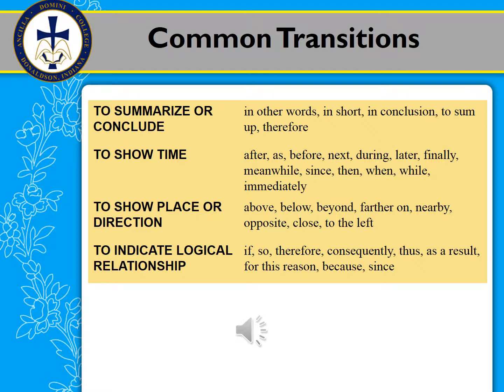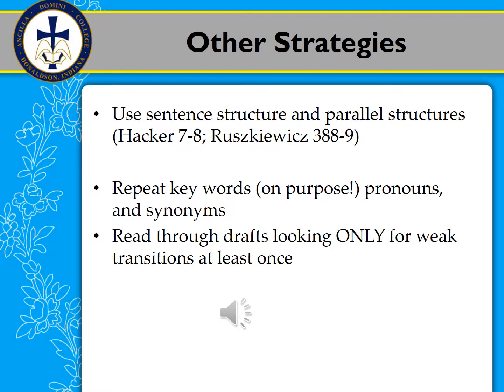And then we also want to use transitions to indicate logical relationship. A little bit more explanation on that. What that means is that you're often showing cause and effect, right? And so these are things that will show how things relate to each other, whether it's cause and effect or other reasons. Let's talk about some other strategies for using transitions effectively too, and how to actually do this.